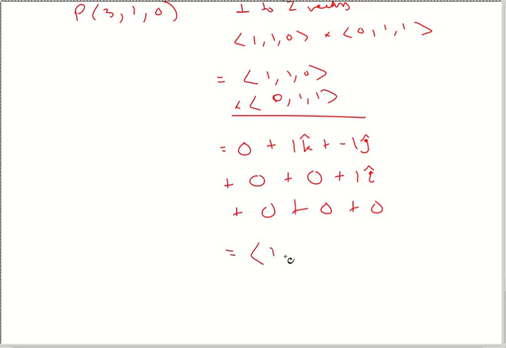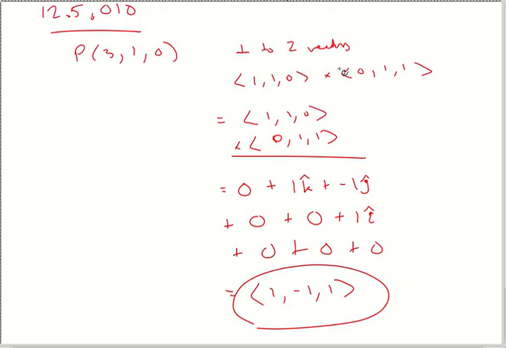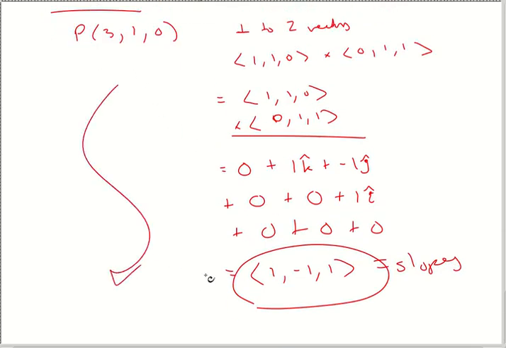So that makes it easy. 1, negative 1, 1. There we go. Actually, you know what? I'm not going to box it. I'm going to circle it because it's not a real answer yet. I just found the perpendicular slopes, I guess you can say, for those two vectors. And so I'm going to combine it with my point now.